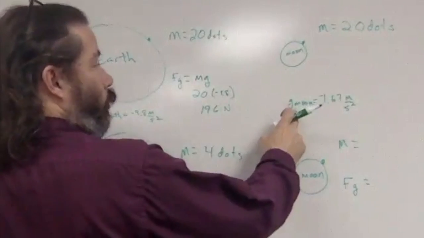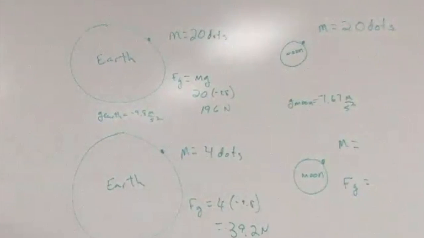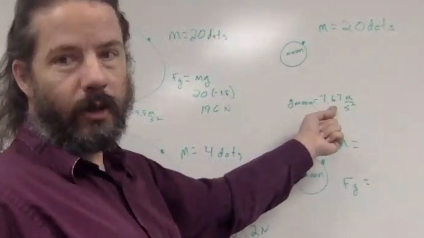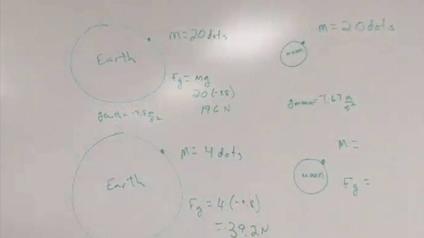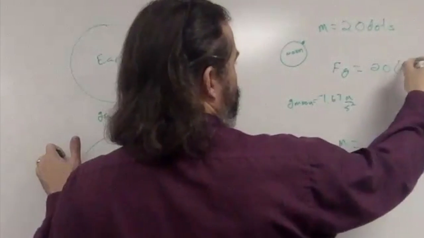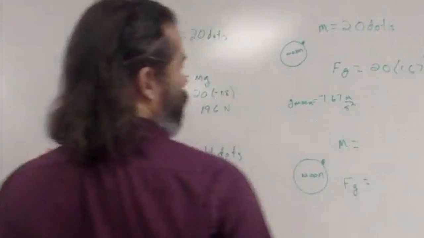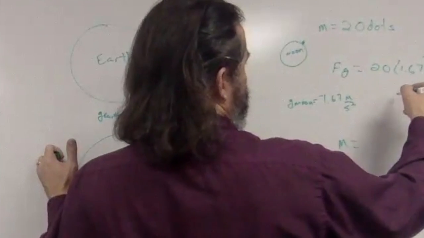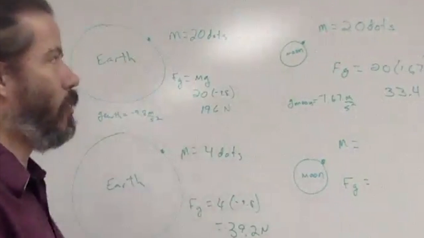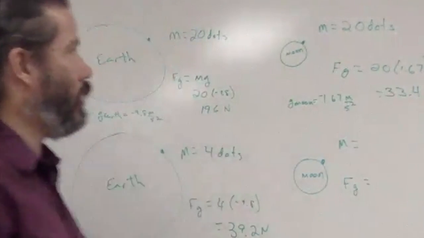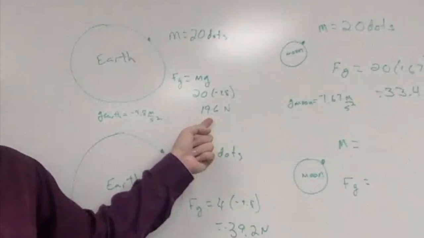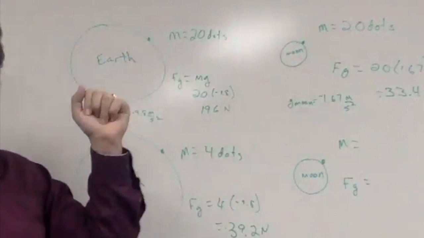It hasn't changed. The force of gravity on the moon is very different because the moon is much smaller than the Earth. So we actually get a g for the moon of 1.66, 1.67, give or take. So my force of gravity on the moon is 20 times 1.67, which is 33.4 newtons. That's the weight of the bowling ball on the moon. Oh my goodness, look at that. The weight is very different, but the mass is the same.